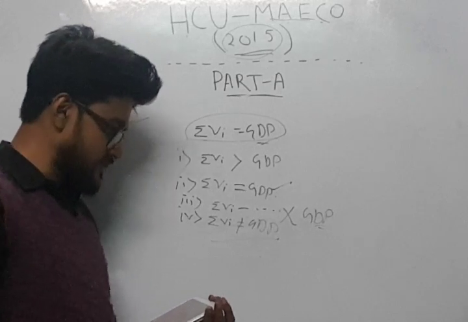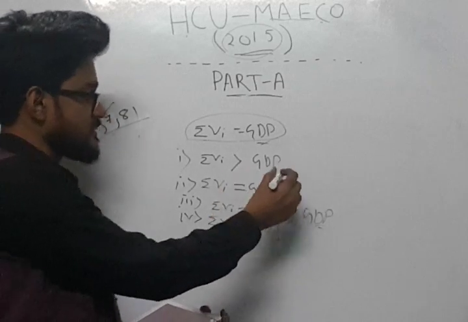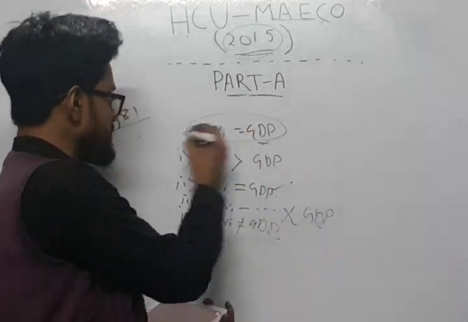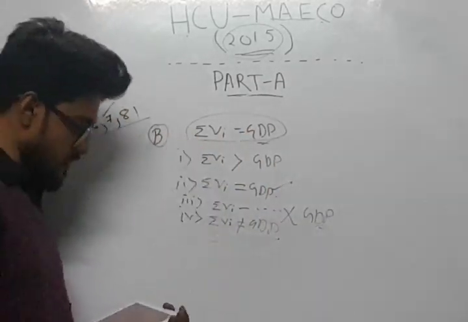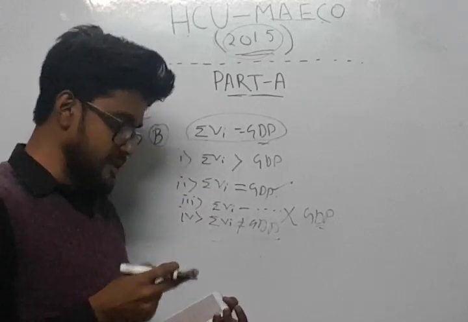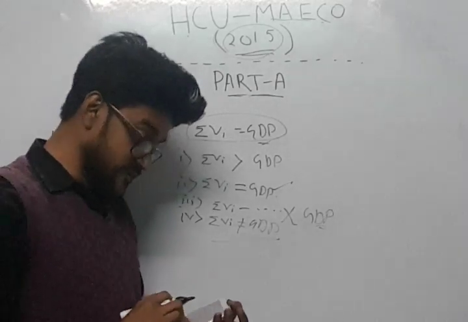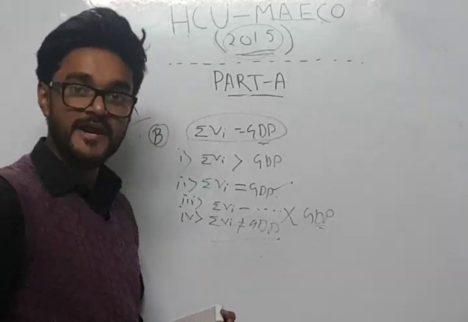So we answered question number 7. For question number 7, option B is the right one. Option B, as you know, if you sum the value added at different stages, the total will be equal to the value of final product. So we'll proceed further with question number 8.